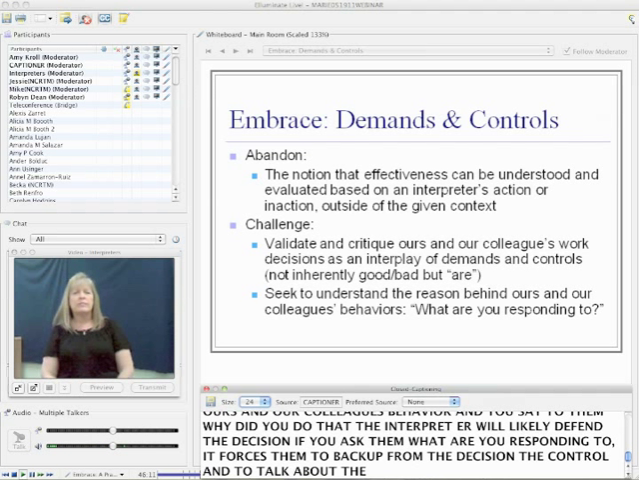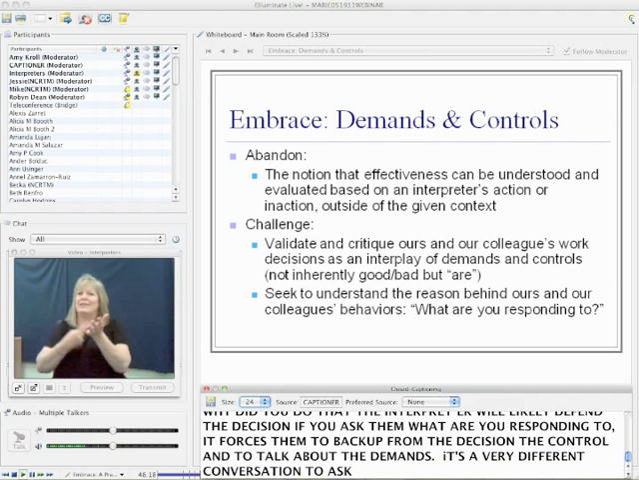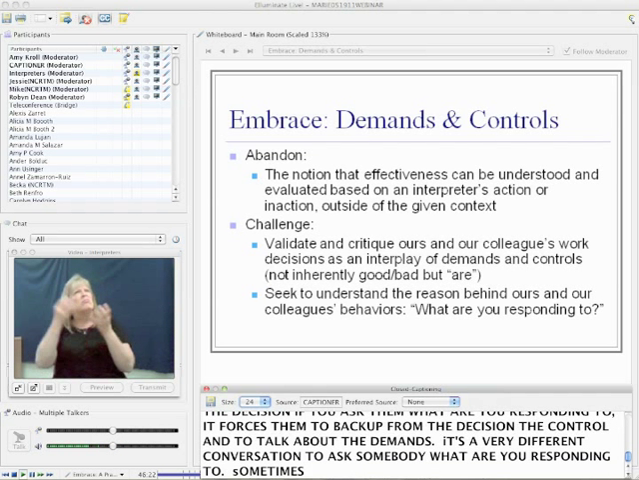It's a very different conversation to ask somebody, what are you responding to, because the person then begins to understand and articulate the demands. And sometimes it even opens up to them new and different controls they hadn't thought about.